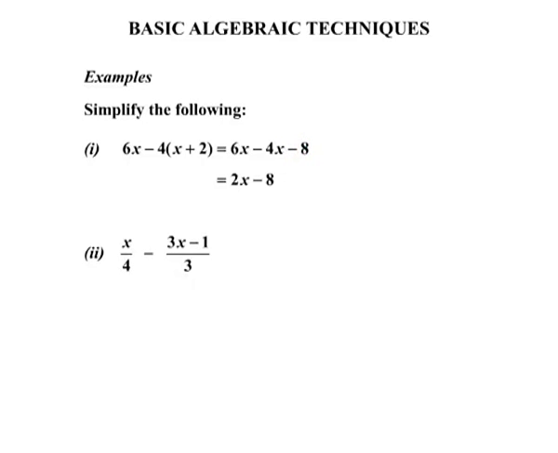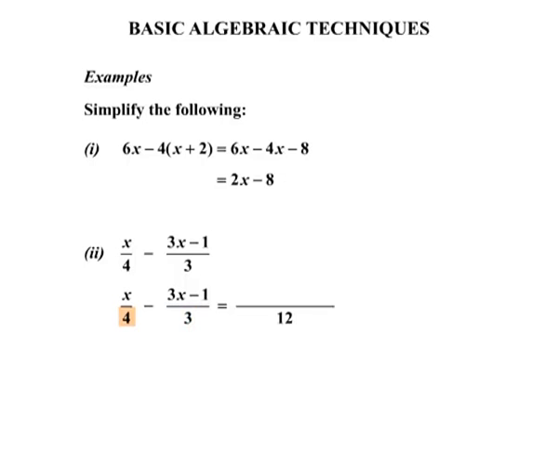The second one, x over 4 minus 3x minus 1 over 3. Now let's just write that down because we're going to do some multiplication and need a little bit of extra room there. Now what we need to do, when we add and subtract algebraic fractions, is look for a common denominator. In other words, what do 4 and 3 both go into? Well, the answer is 12. That's a number they both go into.